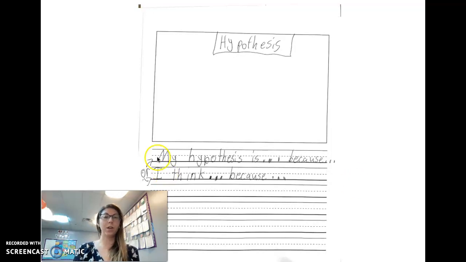You're either going to start your sentence with "my hypothesis is," or you're going to start your sentence with "I think." For both of them, you're going to say "my hypothesis is" or "I think," and then fill in that blank what you think is going to happen. Did the new catapult go farther, or the old one make your ping pong ball and cotton ball go farther? And then tell me why. Because, and tell me why.